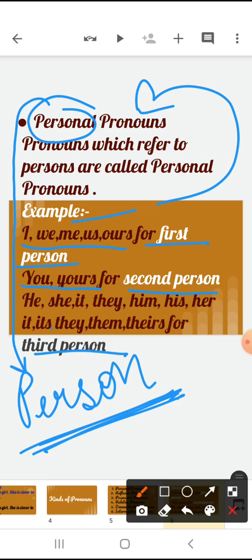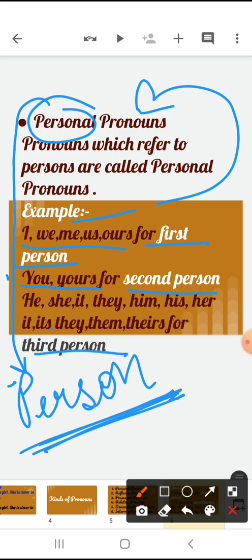Whether it is related to first person, second person, or third person, all of these are personal pronouns. I, we, me, us, ours: this is first person, and first person refers to the person speaking. I am speaking, okay. You, yours is used for second person. Second person refers to the person spoken to, means the person to whom we are speaking.